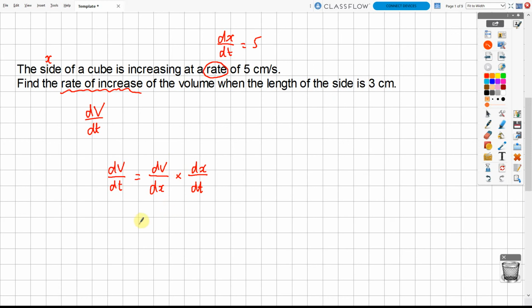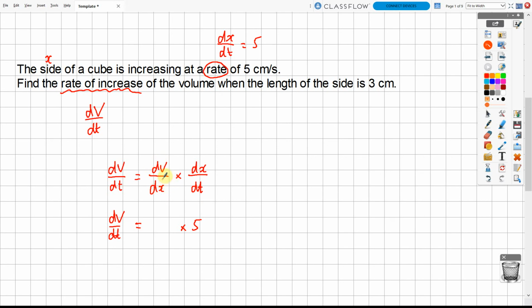Now, some of that is straightforward enough. Find the rate of increase of the volume. dV by dt is what we want to know. dx by dt is 5, so I can put a very easy times 5 in there. It's this rate of change which is the puzzle. We need to come up with some sort of statement for V in terms of x.